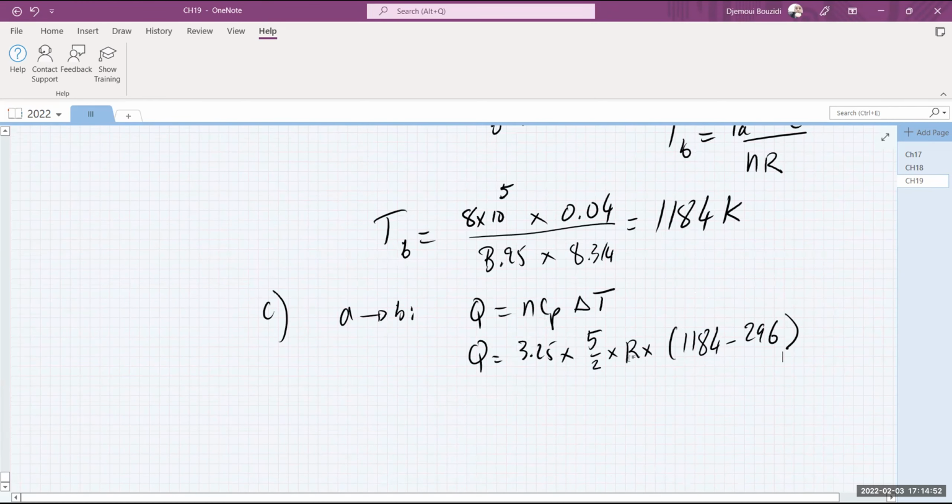So you can calculate now. You have R, which is 8.314, and you can do the numbers. So you can finish this.